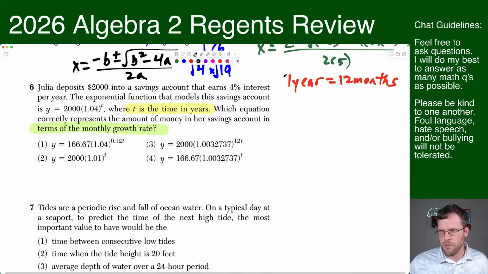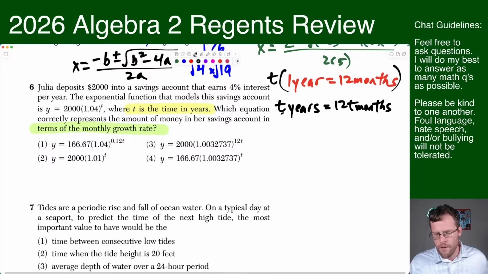So if I multiply both sides by t, like this, that tells us t years is equal to 12 times t months. Like if you want to switch from, let's say, someone is 5 years old, then you multiply their years of age by 12, and that tells you how many months old they are. Okay, so that's what we're doing, we just do times 12 to see how many months. Okay, so if t is the time in years, then 12t is the time in months.